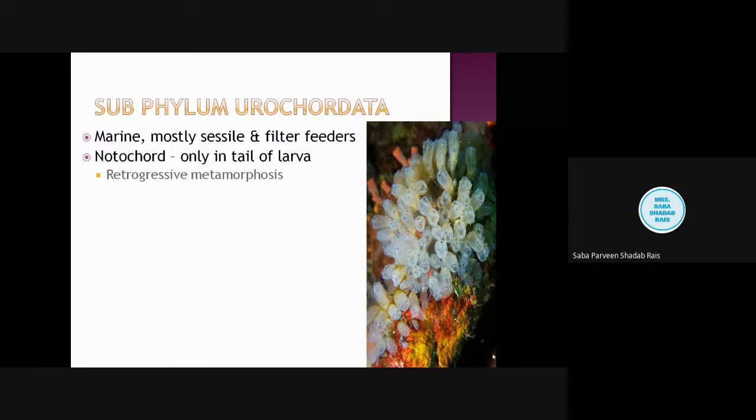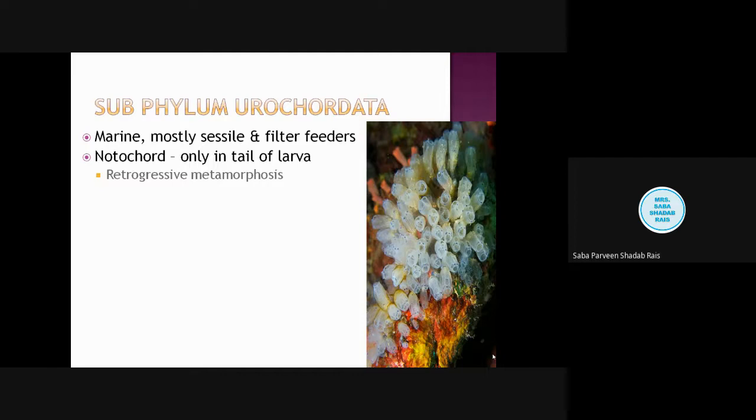So usually, what happens in normal metamorphosis? What do you mean by metamorphosis? Metamorphosis means the structural changes, or you can say the developmental stages, which distinguish an animal from its smaller stage, or in the case of lower animals, from the larval stage to the adult stage. These changes are called metamorphosis.